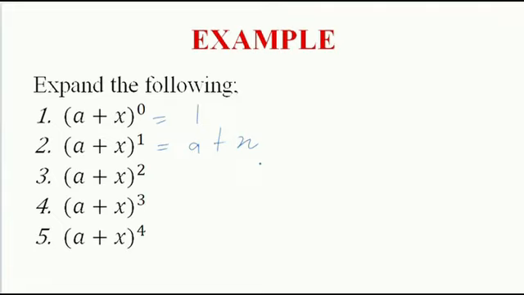Now, we can also consider another example. We have a plus x to the exponent of 2. And definitely, that expansion will give us a plus x multiplying another a plus x. And remember, that is a to the exponent of 2 plus 2ax plus x squared.